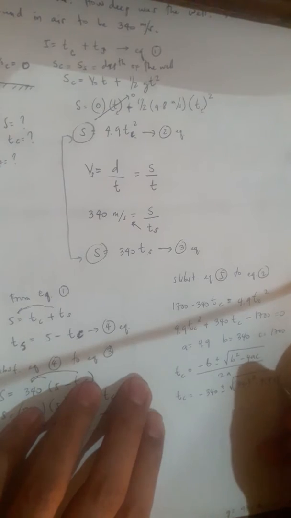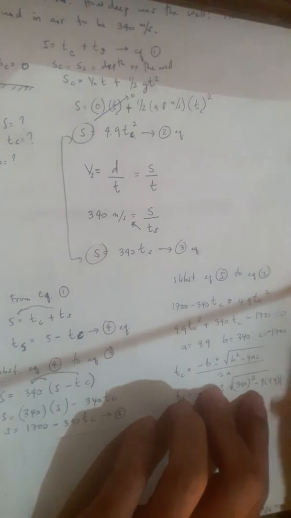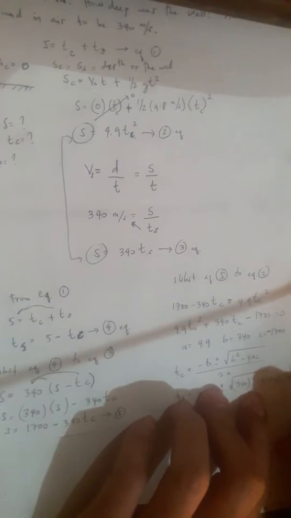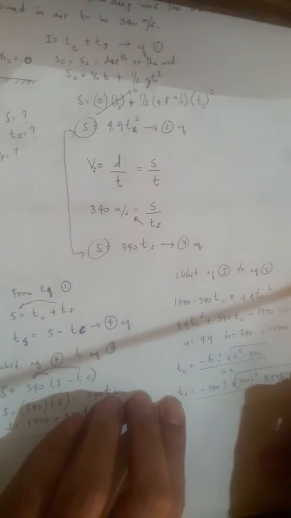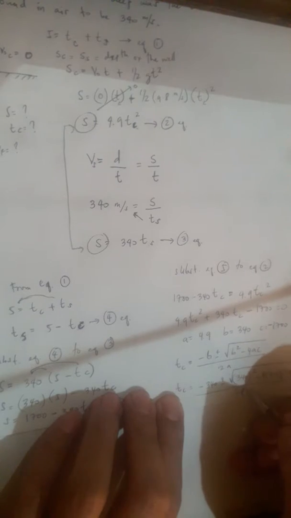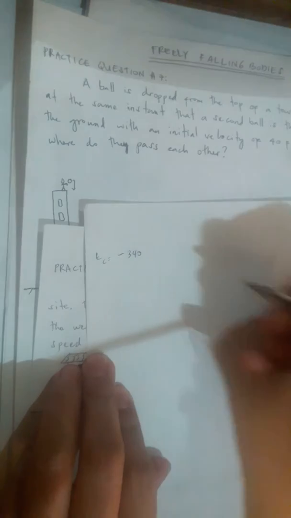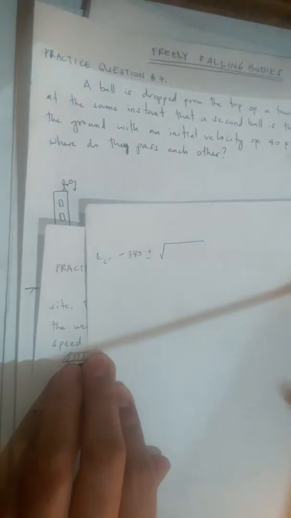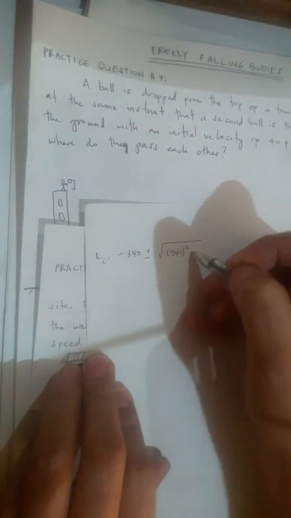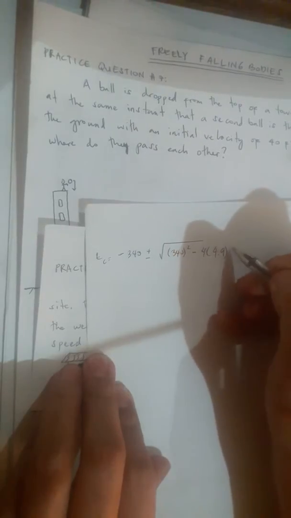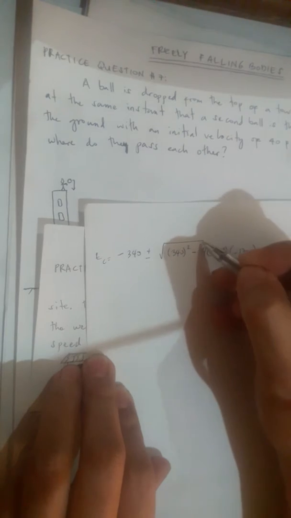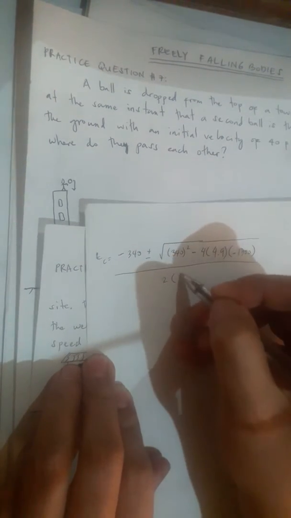it's 4.9 times, negative pala ito, negative 1,700, all over 2A, which is 4.9. Ang dami. Okay. Kokopyahin natin. Okay, copying ko lang. So, TC equals negative 340 plus or minus the square root of 340 squared minus 4 times 4.9 times negative 1,700 all over 2 times 4.9.